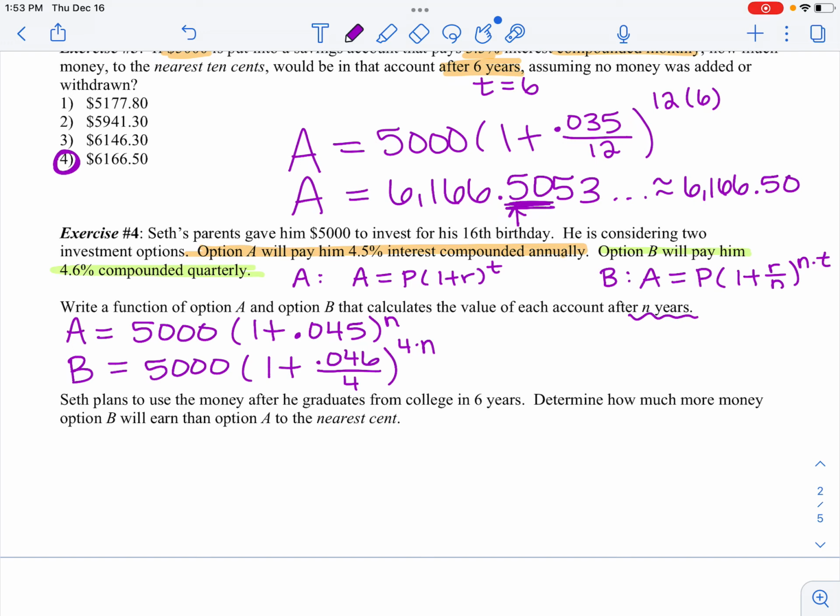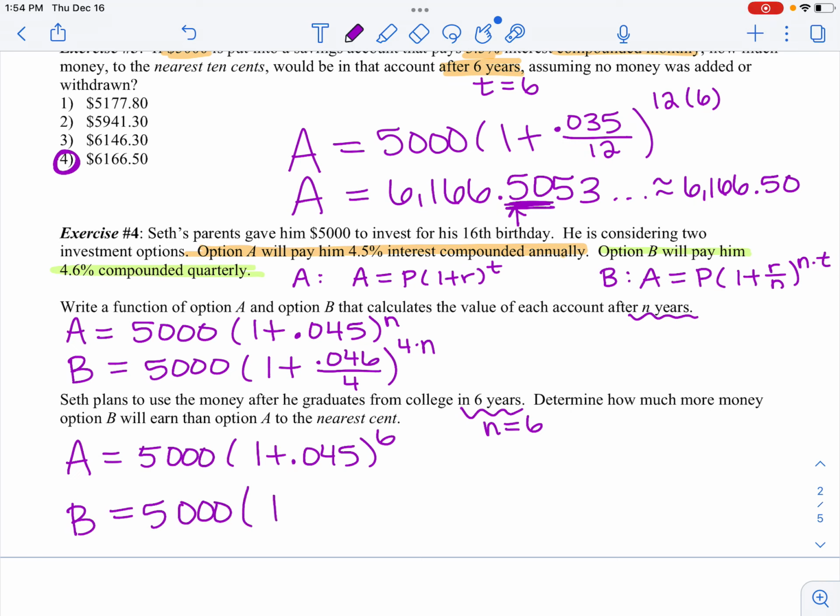Now it says Seth plans to use this money after he graduates from college in 6 years. So now we actually have our time, which in this case is our n, so n is 6. Determine how much more money option B will earn than option A to the nearest cent. So let's plug in the time into both of our formulas, plus 0.045 to the 6th, and B is equal to 5,000 times 1 plus 0.046 to the 4 times 6.